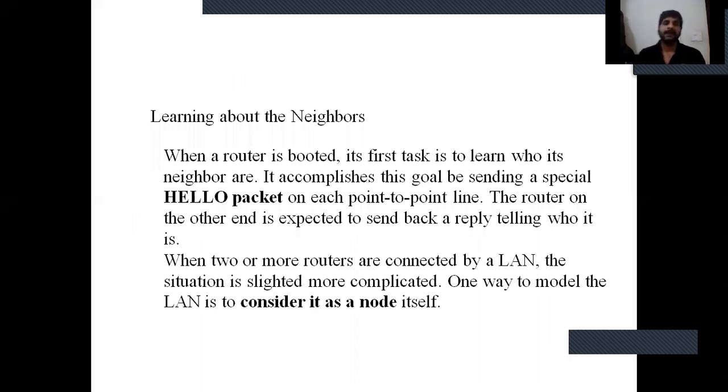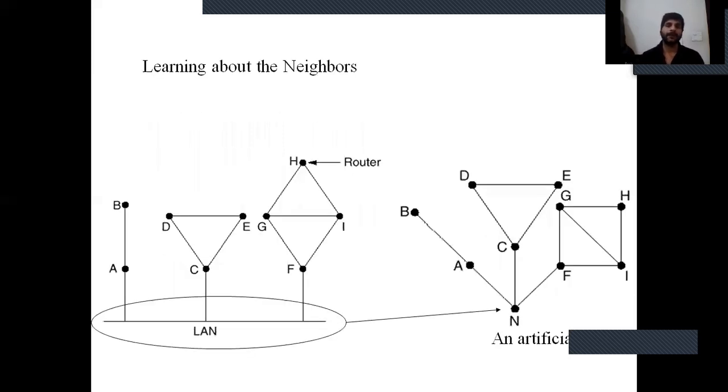Learning about the neighbors: when a router is booted, its first task is to learn who its neighbors are. It accomplishes this by sending a special hello packet on each point-to-point line. The router on the other end is expected to send back a reply telling who it is. When two or more routers are connected by a LAN, the situation is slightly more complicated. One way to model the LAN is to consider it as a node itself, an artificial node, and each node learns about its neighbors by sending hello.